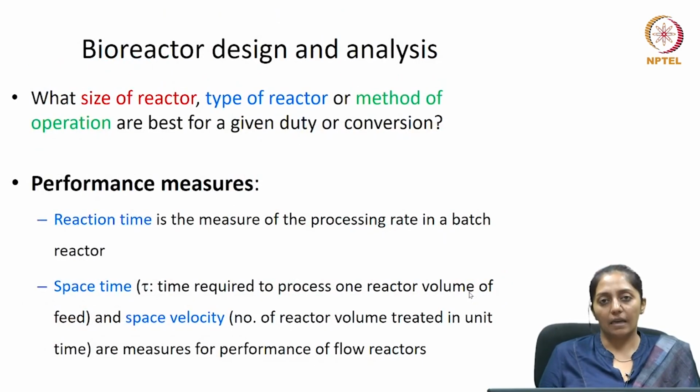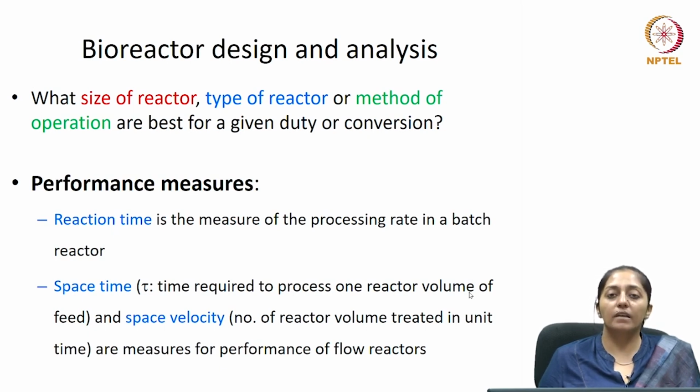So, bioreactor design and analysis is basically to determine what size of the reactor, which type of the reactor and method of operation would be best for a given substrate duty or conversion, where the performance measures are generally based on the reaction time, which is nothing but a measure of the processing rate in a batch reactor, or in terms of space time, which is time required to process one reactor volume of the feed, or space velocity, which is termed as the number of reactor volumes which can be treated in unit time. So, these are the different measures.